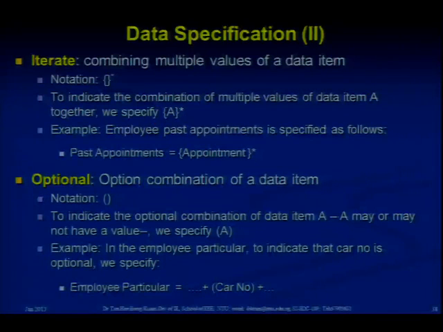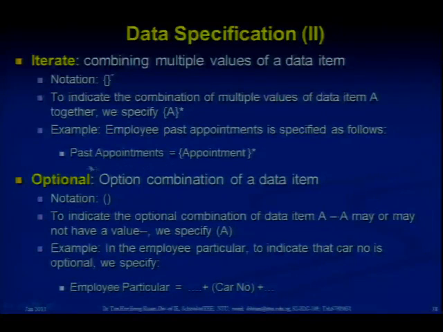Iterate. Iterate is to show a combination of values. This is the notation to show the iteration: curly brackets with an asterisk on top. If we want to show that a particular data item is the combination of a number of values of A together, a combination of the number of values of data item A, then this is the way to show it. We put A in the curly bracket. This shows that this particular data is the combination of multiple values of A.